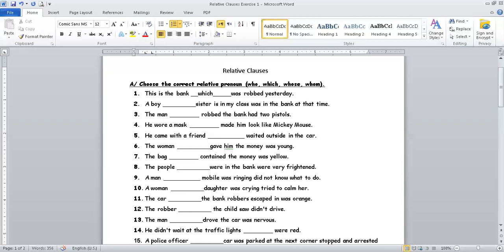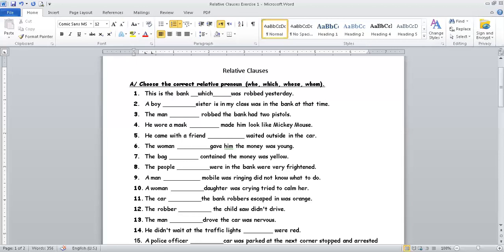The sentence becomes, this is the bank which was robbed yesterday. Now, is it necessary to use the relative pronoun which in this sentence? Yes, it's necessary because it defines the subject in this sentence. So it is necessary to use it. It cannot be dropped.